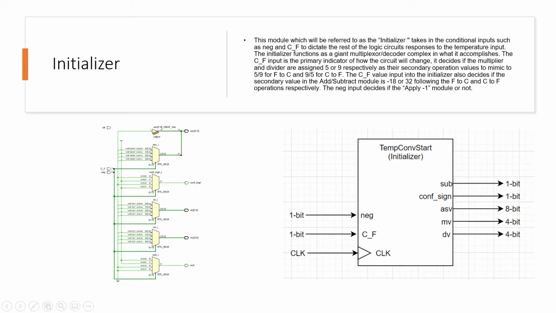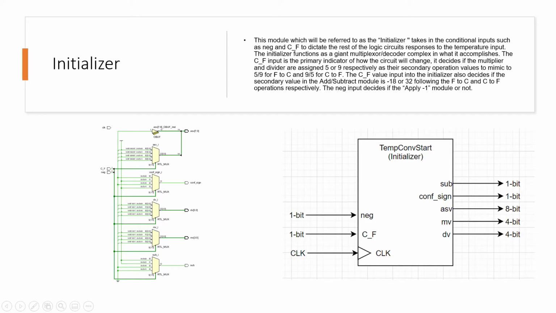The reason behind this is that the initializer acts as a giant multiplexer, allowing it to pick between appropriate values for the operations. The multiplexer can work this way simply because distributing the 5/9 or 9/5 in the equations for converting C to F allows a uniform operational style, such that you can have the F value times 5 divided by 9 minus 18, or the C value to be converted times 9 divided by 5 plus 32.